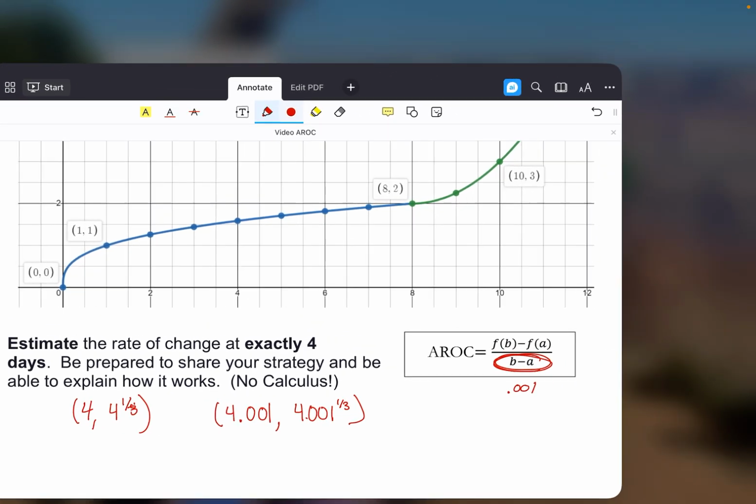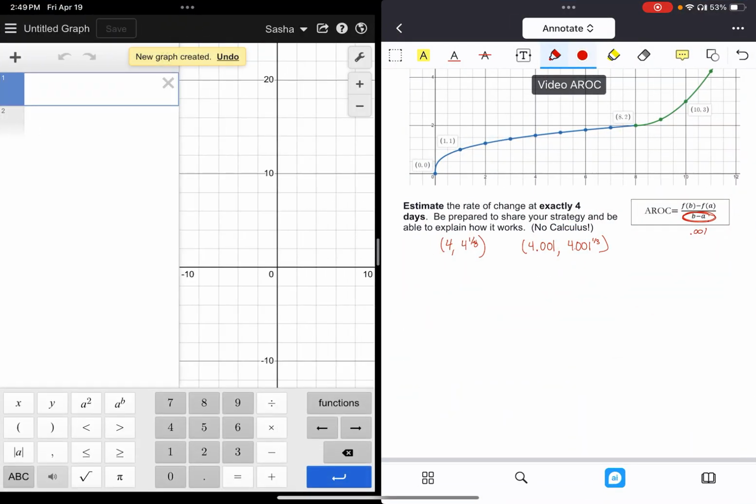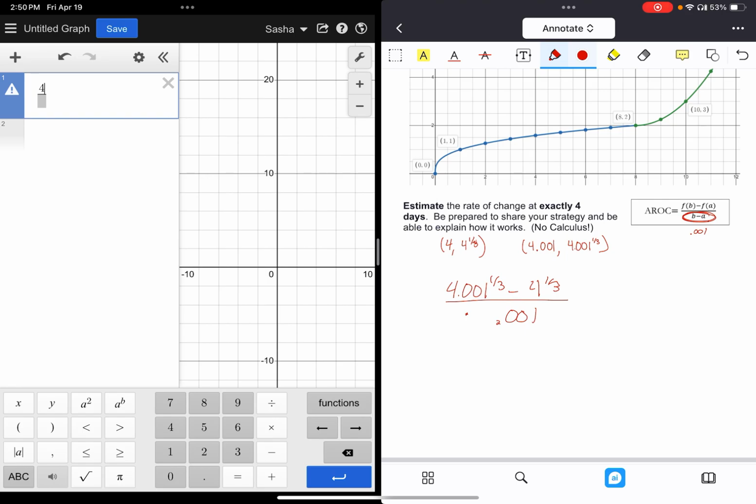And I'm going to open back up my Desmos graph, but I'm going to switch back to a blank graph. And so what I'd put in, I have 4.001 to the 1/3 minus 4 to the 1/3. Sorry about my super sloppy handwriting. And 0.001 is our change in x. Oops, I forgot to do the 1/3. I was like, that number does not make sense. It helps if I put in the function correctly.